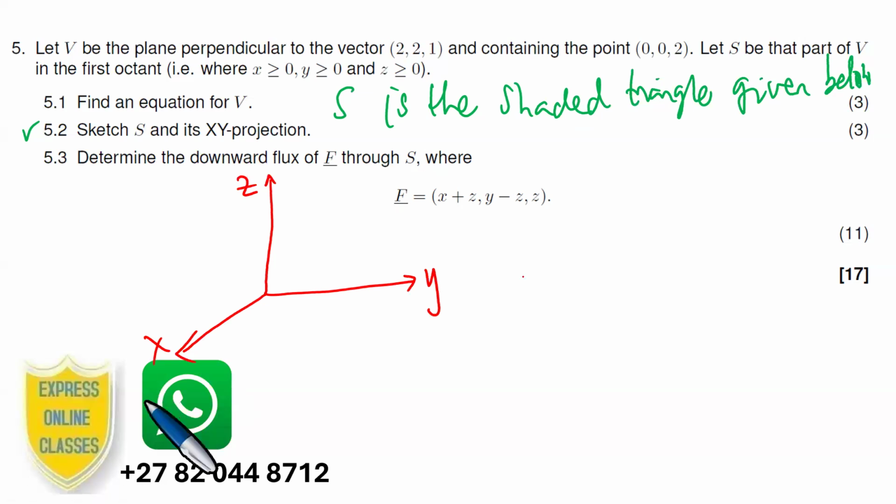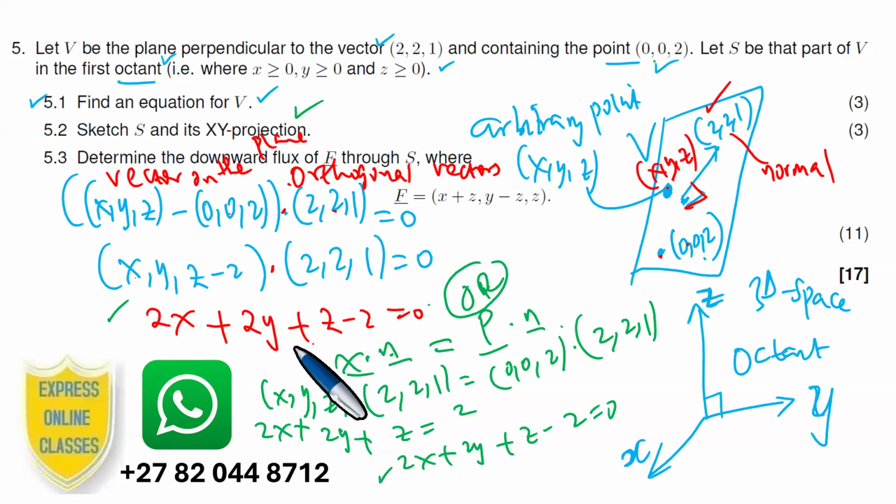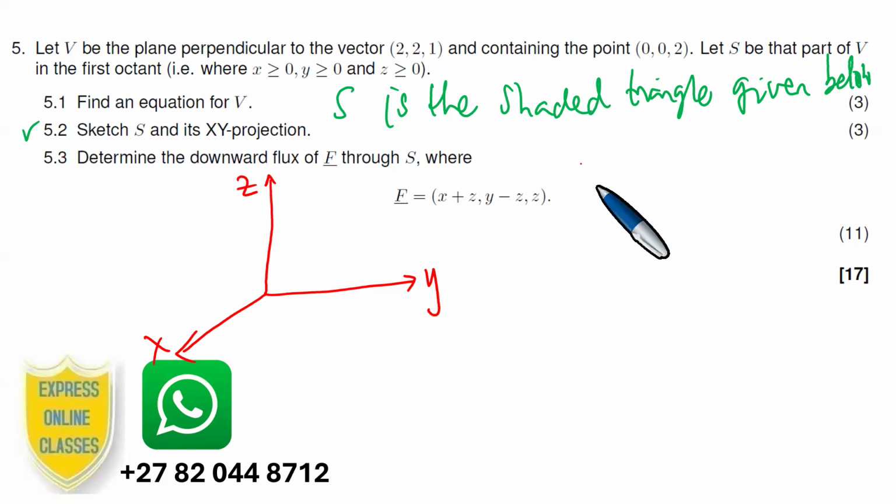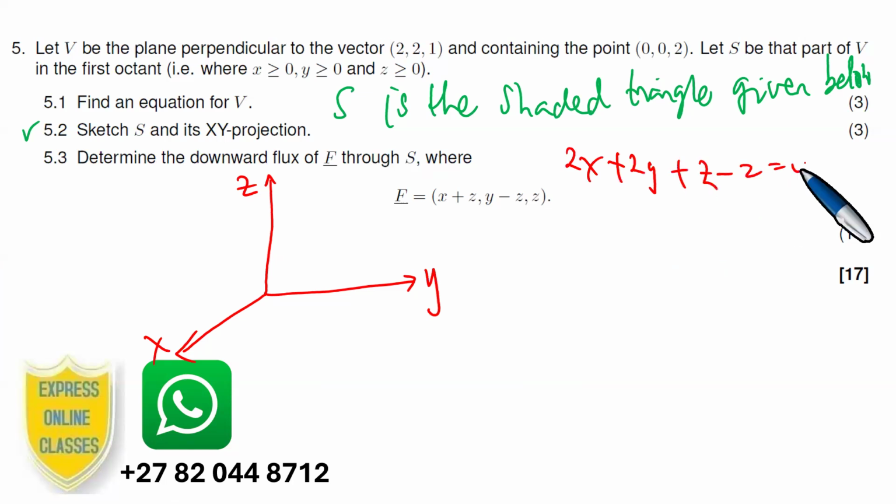Okay, this is our 3D space. If we're going to look at the plane we've got in the previous question, we've got this plane: 2x plus 2y plus z minus 2 equals 0. We repeat: 2x plus 2y plus z minus 2 equals 0. So that's what you're going to write.